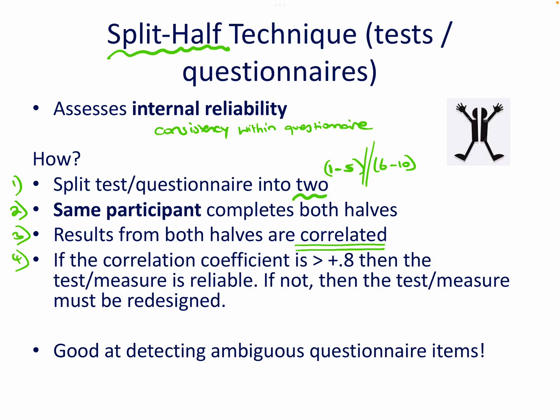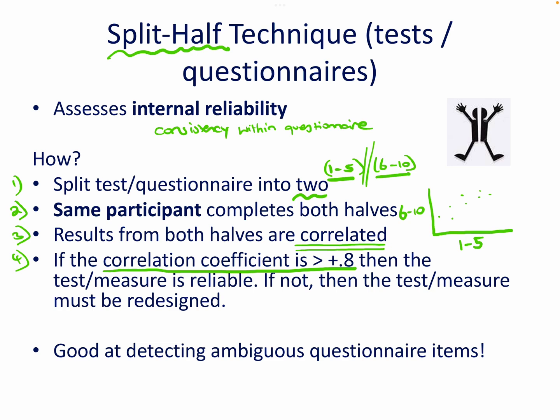So let's return then to look at the split half technique. We've split our questionnaire in half, and we've given participants both halves to do. Now we want to correlate their scores. What this means is that we're going to correlate their score from questions 1 to 5 and questions 6 to 10, and we're going to do a correlation coefficient. We are looking for a correlation coefficient of plus 0.8. We want it to be a positive correlation of 0.8. Remember, 1 is perfect. 0.8 is a strong correlation.